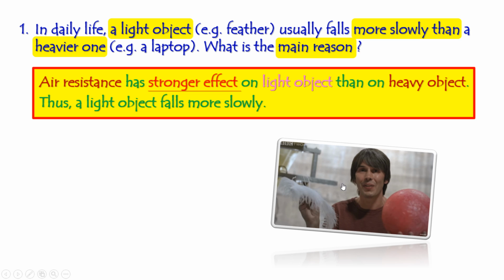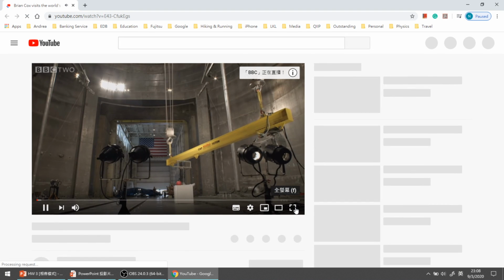Okay, there's a video from NASA, taken by the BBC. You can have a look at it to check whether a heavier object or a light object falls faster.